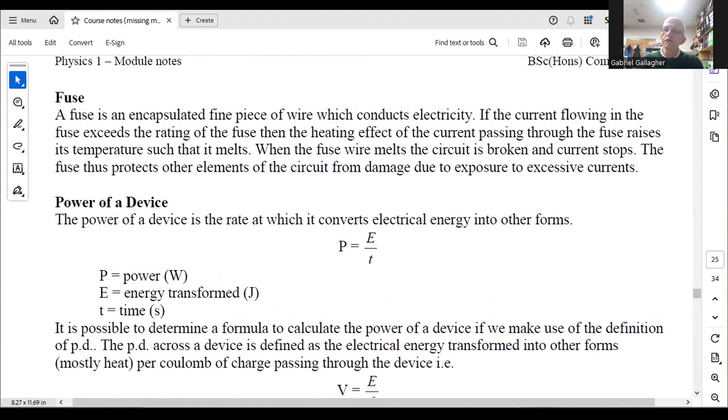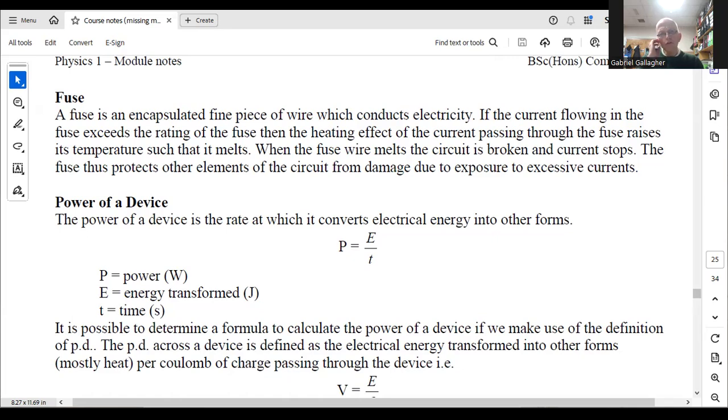A fuse has a fuse rating. A 13 amp fuse would be a typical one for a kettle. That means that if the current goes above 13 amps, the fuse wire heats up and melts, and that breaks the circuit and stops current flowing.